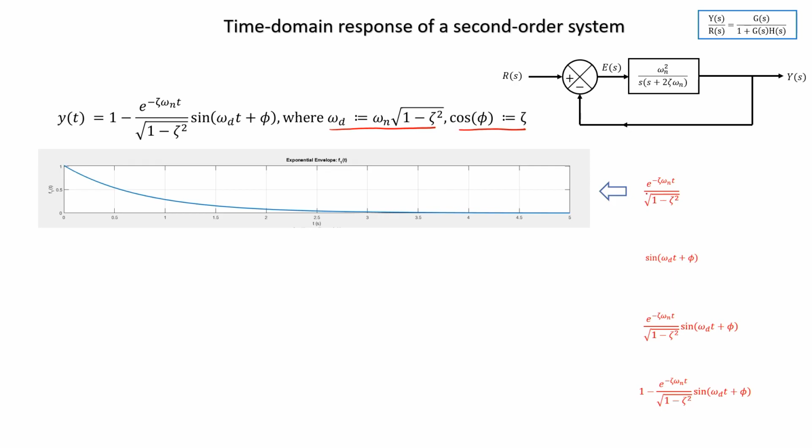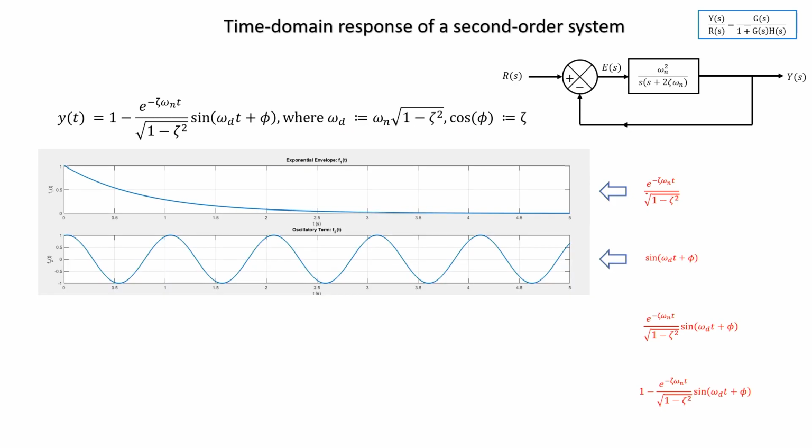So, this is e to the power of, this is an exponential envelope. Then we have, see, this is a sinusoidal term, where the frequency is omega d. So, here this is omega d. So, this is the frequency, and phi is given by cos phi equal to zeta, and so basically it is a sinusoidal function which has a phase in it, and this is how it looks like.